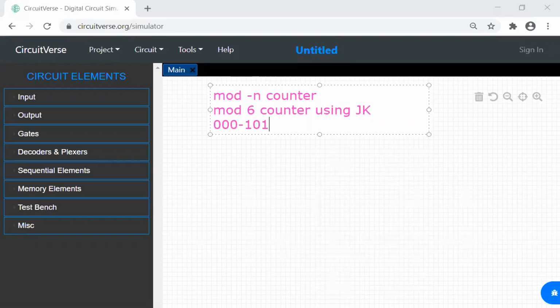So mod 6 counter will always count from 000 to 101. That is, it will not go to 6, it will stop at 5. Now if it stops at 5, totally we will have 6 states.